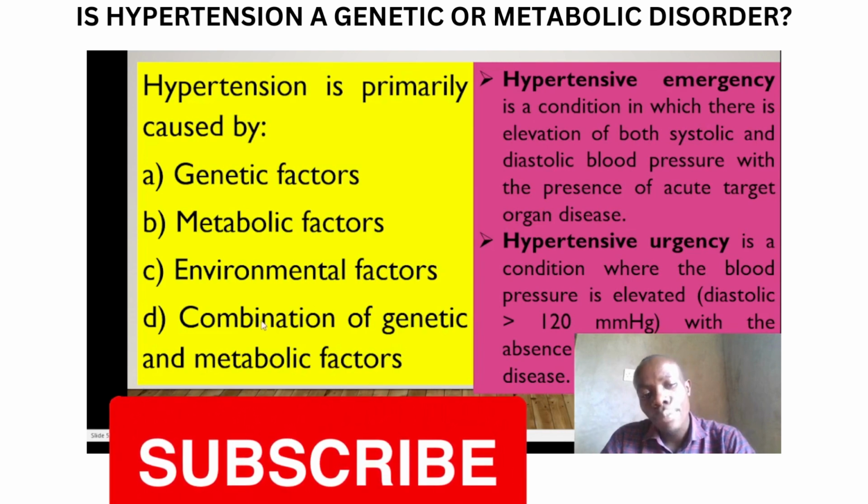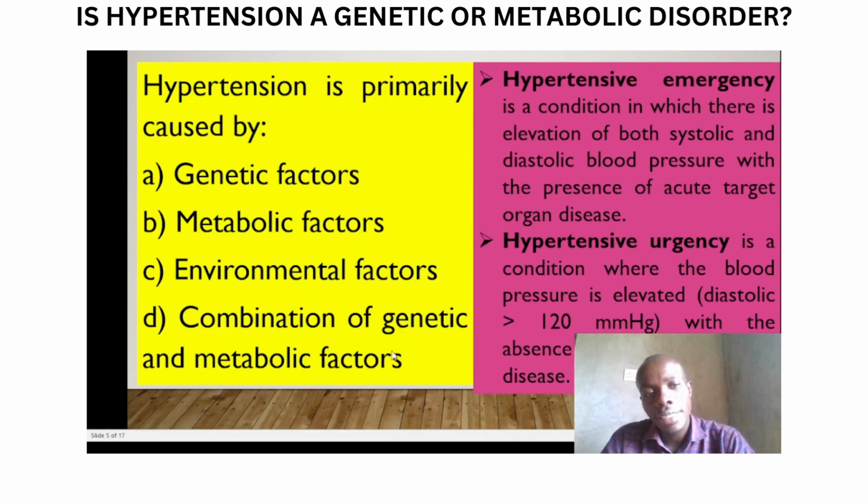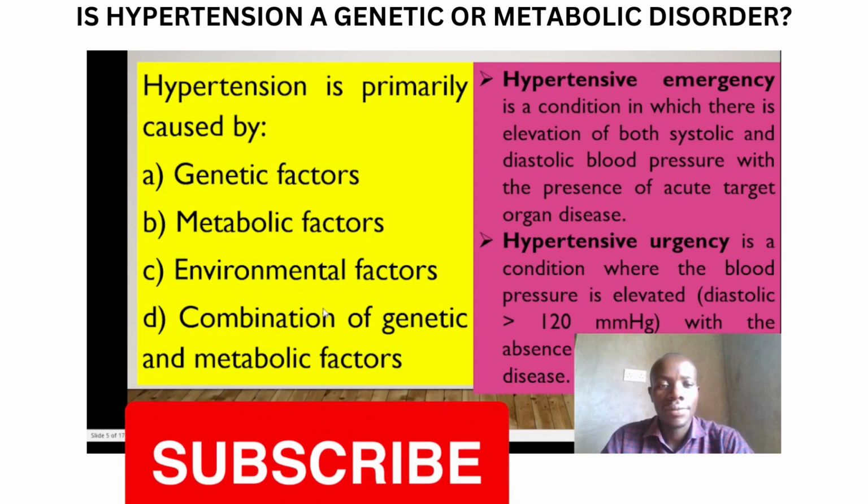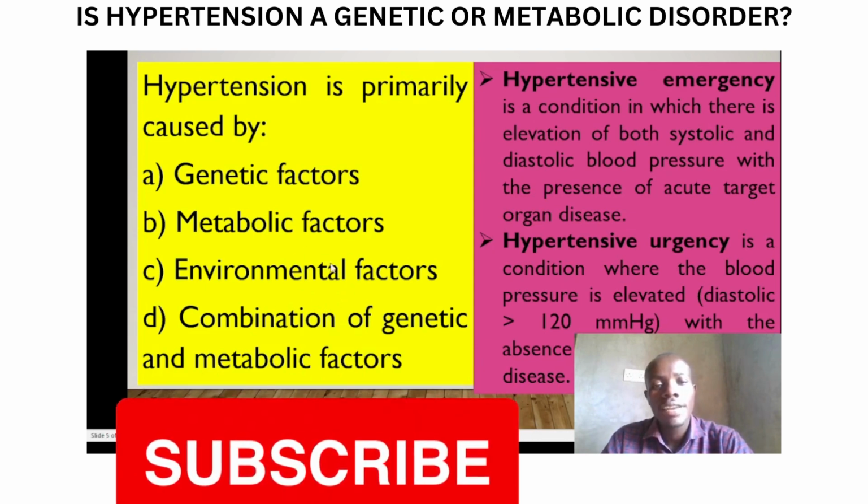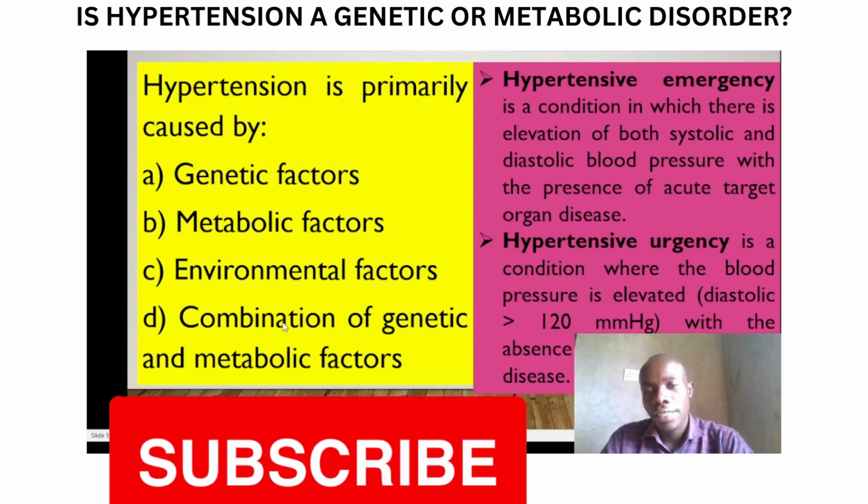very good guys, a combination of genetic and metabolic factors. In fact, it should be a combination of genetic, metabolic, environmental, and lifestyle factors. But D is the most appropriate answer.